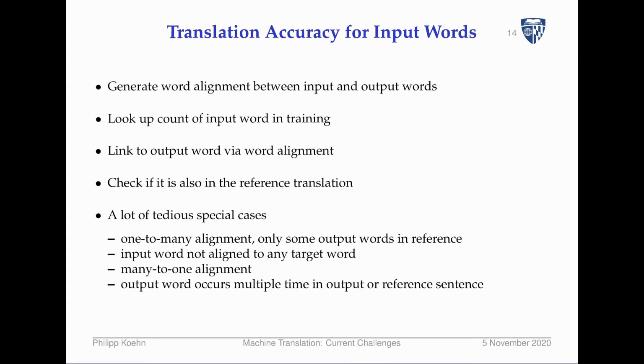So there's a lot of tedious special cases we have to deal with, like what do you do with one-to-many alignment, and so on and so on. So what if only some of the output words are on the reference, and so on. Anyway, leave that aside. These are things to deal with. So if you want to do the study correctly, you have to address all these cases. Details for that are in the book.